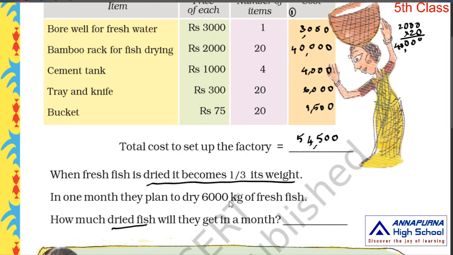So what is the weight of the fresh fish? 6,000 kgs, isn't it? How much dried fish will they get in a month means 1/3 of 6,000. You divide this 6,000 by 3. We will get how much? 2,000. What is this 2,000 kgs? This is the dried fish they get in a month.